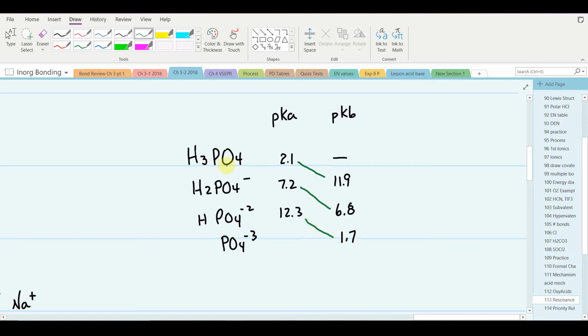Phosphoric acid can only be an acid. It can't be a base. It can't accept any more protons. Phosphate is only a base. It can't be an acid. It has no more protons to give.